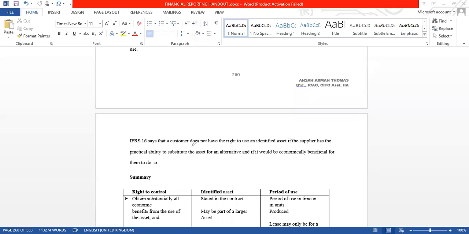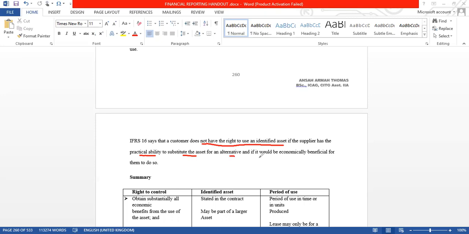IFRS 16 says that a customer does not have a right of use of an underlying asset if the supplier has the practical ability to substitute an asset for an alternative, and if it would be economically beneficial for them to do so, okay? So technically what we are saying is that you should have some control, a right to use the asset. If you don't have that, then technically it is not a lease. When we are talking about a lease, what we mean is that you have control, okay?